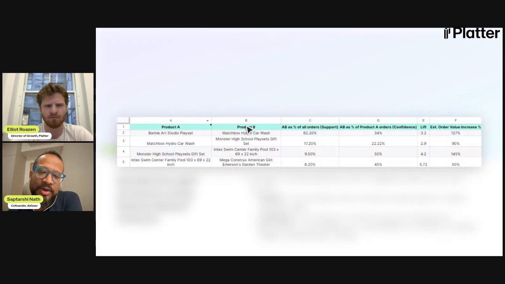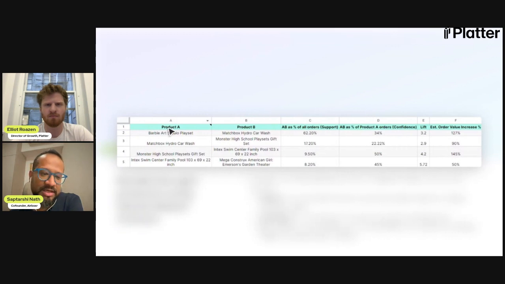The way to read this is that product A and product B are purchased together 62% of the times. So if two products are already being purchased together by your existing customers, then you should probably be bundling them together. But that's not enough. Let's look at the next number, 34%.